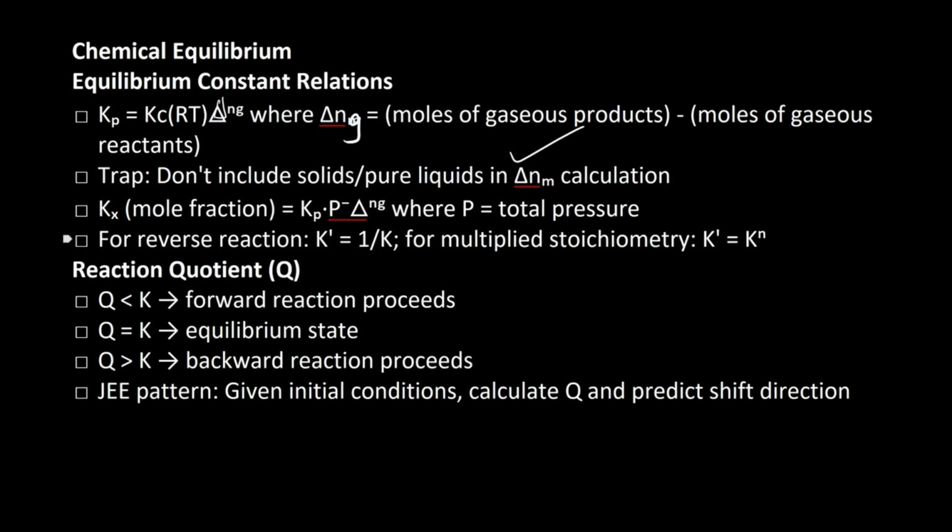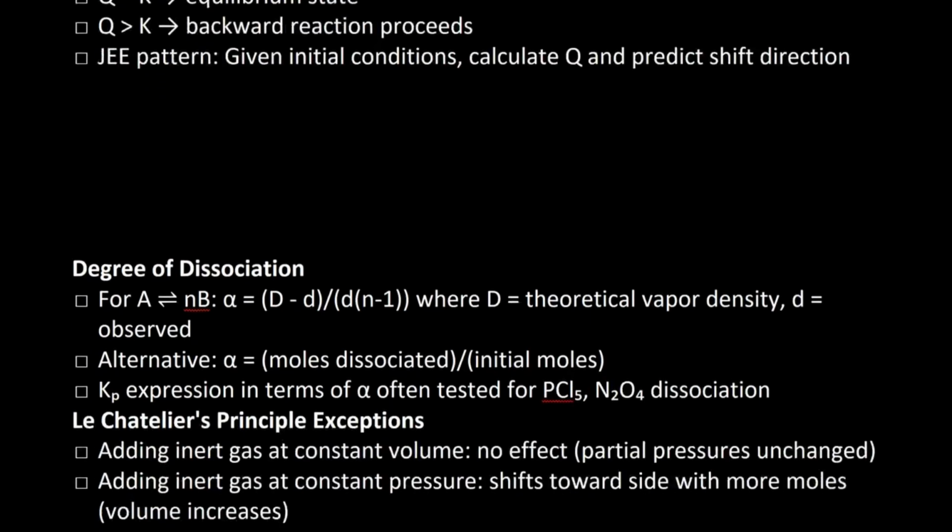And for the inverse reaction, how K changes: K dash is equal to 1 by K. And for a multiplied stoichiometry, if that is doubled, what will happen? If it is halved, what will happen? So keep in mind this relation. These two formulas are also important. And reaction quotient, I already told you, Q becomes equal to K when that is in equilibrium state, and if Q is lower than K, the reaction proceeds in the forward direction. If the K value is smaller than Q, then it is a backward reaction. There can be some questions related with these two, finding out the Q value and relating it with K, to shift the forward or backward reactions.